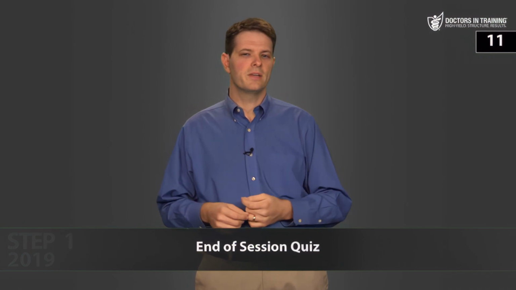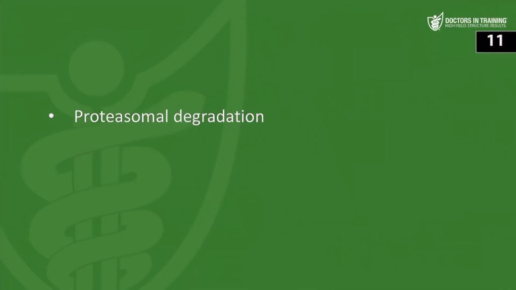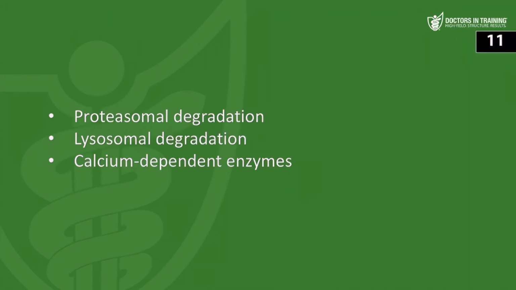The last question, what are the different methods that a cell uses to break down proteins? So the 3 different methods we discussed for proteolysis are degradation by proteasomes, which is mediated by ubiquitin, degradation by lysosomes, and then degradation by those calcium-dependent enzymes.